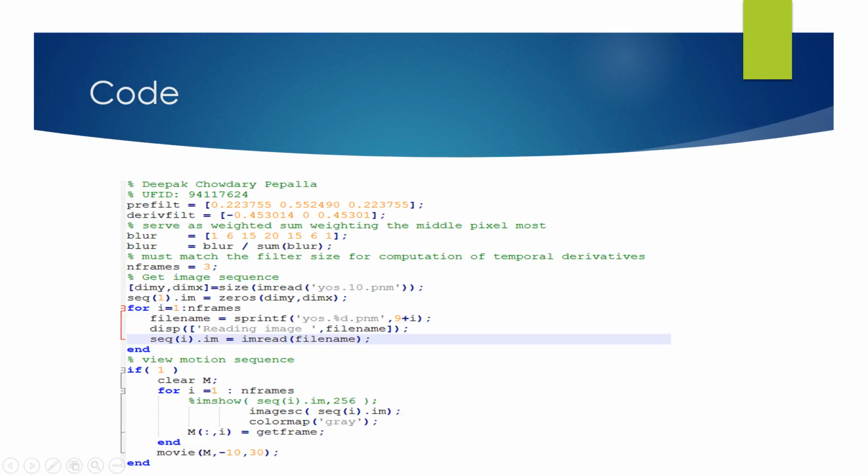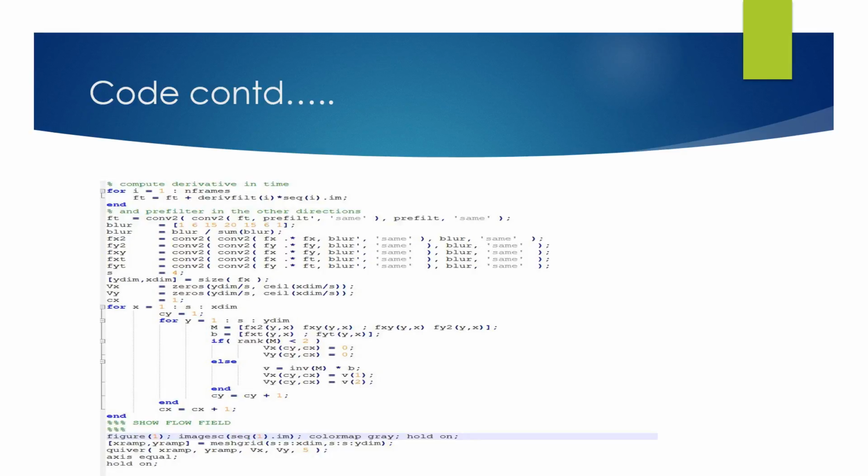And then once we get the image sequence, yos.10.pnm is the input image, and then the input parameters are read into n frames, and the motion sequence is observed, and we displayed our first sequence here, and then the color map is gray. And what my code actually does after this is try and find out the derivative in time. So the derivative in time is found, and all the pre-filters in the other directions are found.